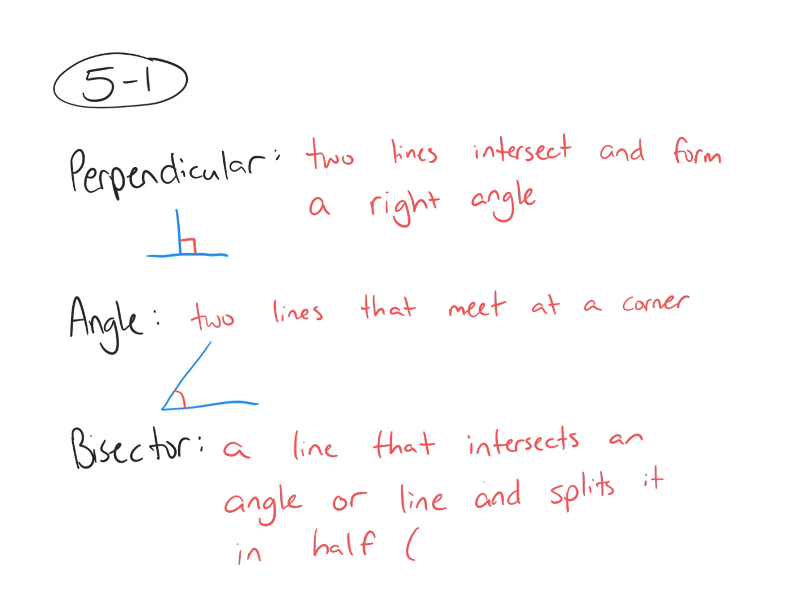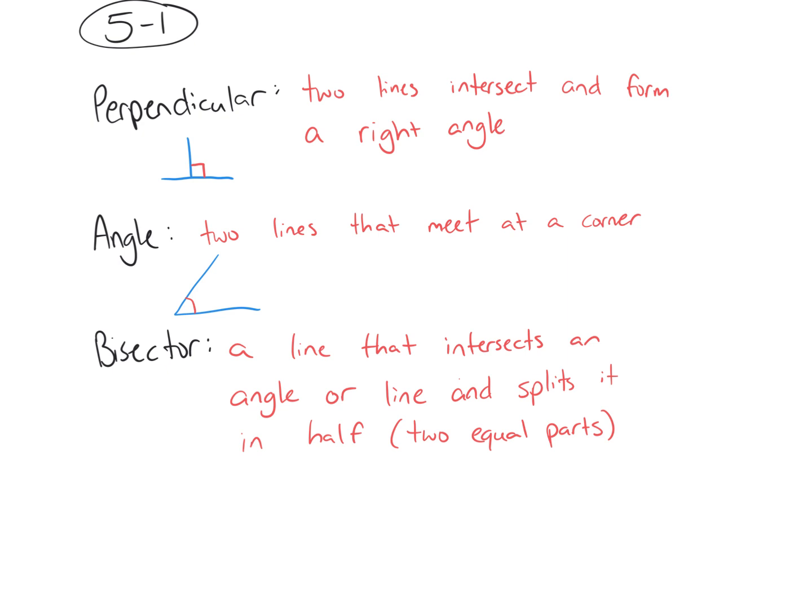What does split in half mean? What's a different way I can say split in half? Separate how? Like two equal parts. Yep. So, a bisector is a line that intersects an angle or a line and splits it in half or into two equal parts. Okay?